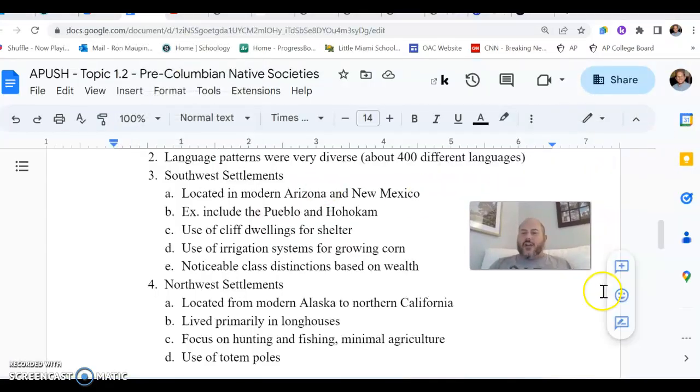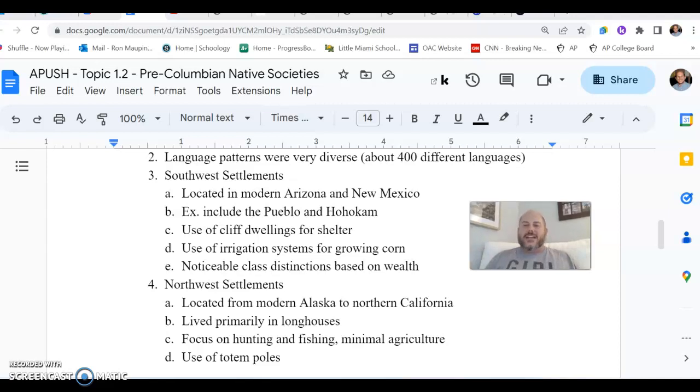Obviously, if you are along the coast, fishing is going to be a major staple. And note, folks, along the Northwest coast, because the fishing is going to be so easy, relatively speaking, there's not going to be as much of a desire to engage in the subsistence farming that you would see in the Southwest.